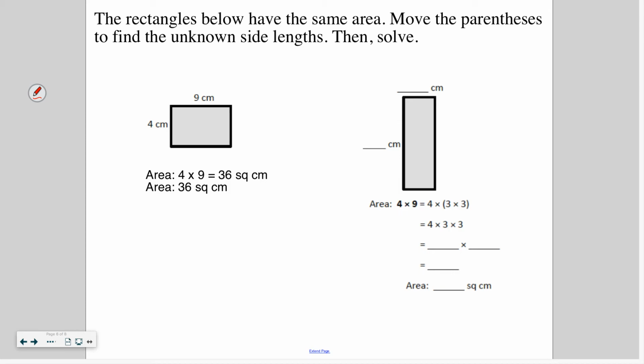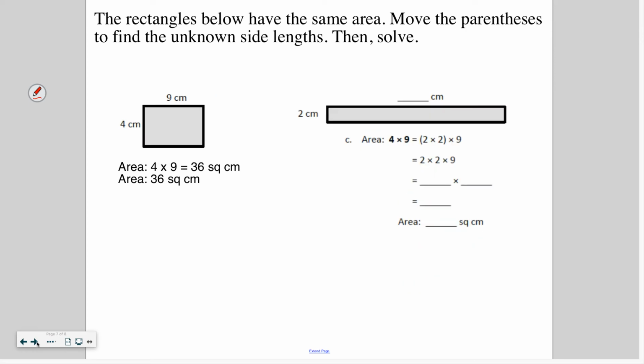So 4 times 9 is the same as 4 times 3 times 3. So like it says in the directions, I'm going to move the parentheses. So I now have 4 times 3 first, times 3. Well, 4 times 3 is 3, 6, 9, 12. So that's 4 times 3 is 12. And I keep the 3, right? It's outside of the parentheses. 12 times 3. And I already know it's going to have the same area, so the area is 36. So my side lengths are 12 and 3.